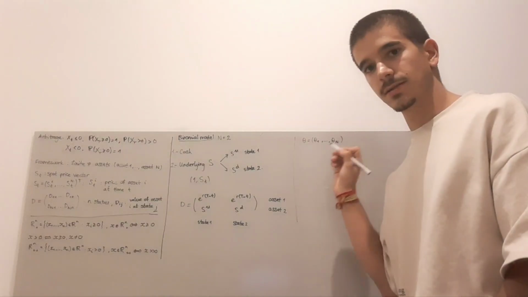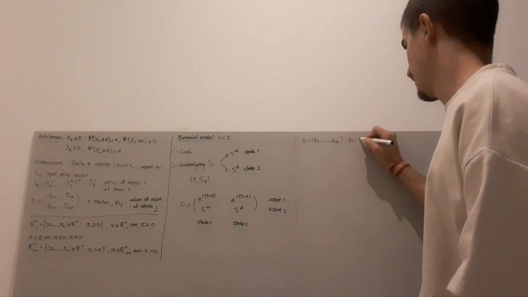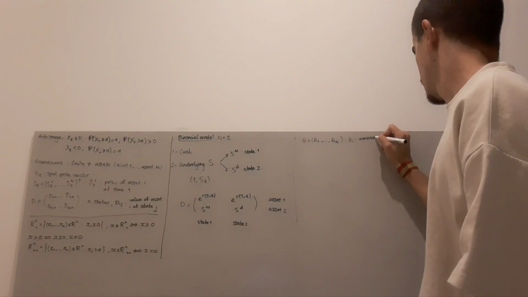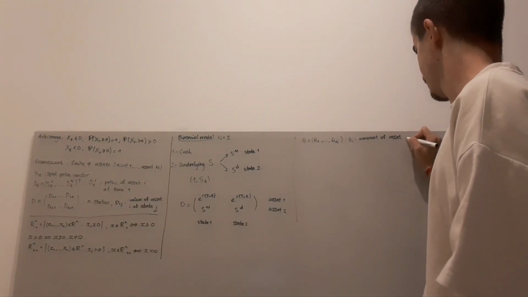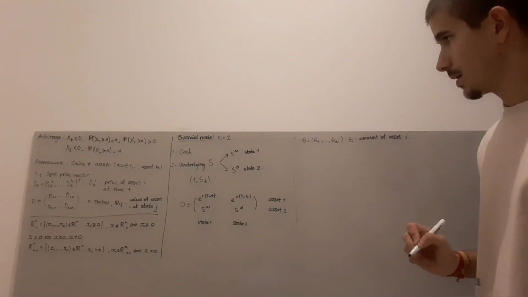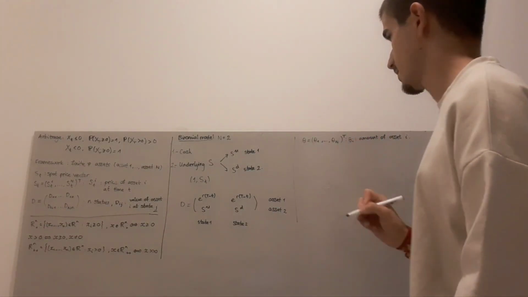And this is going to represent the amount of each asset that we're holding. So theta i is going to be the amount of asset i that we're holding. Why are we using this notation? Oh, and we're also going to want this to be a column vector.